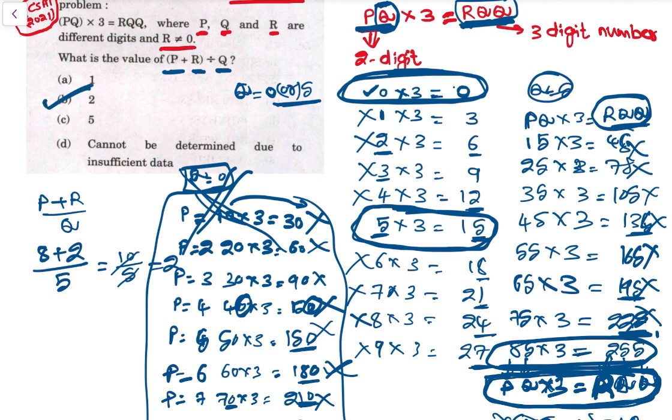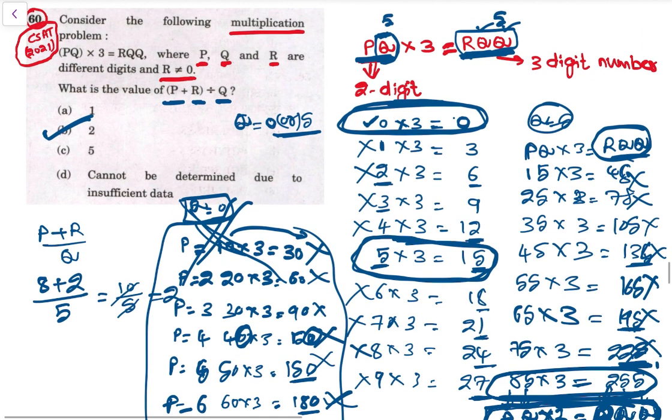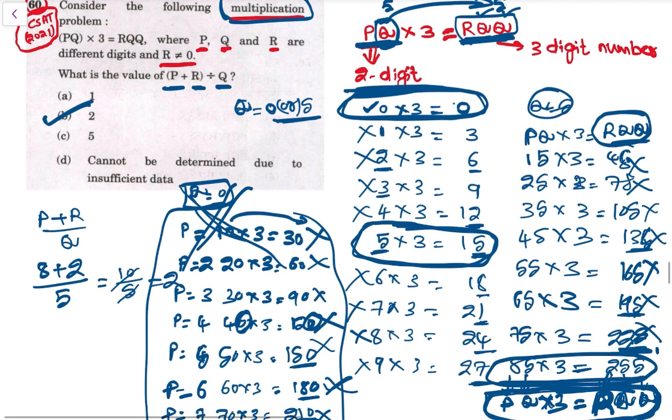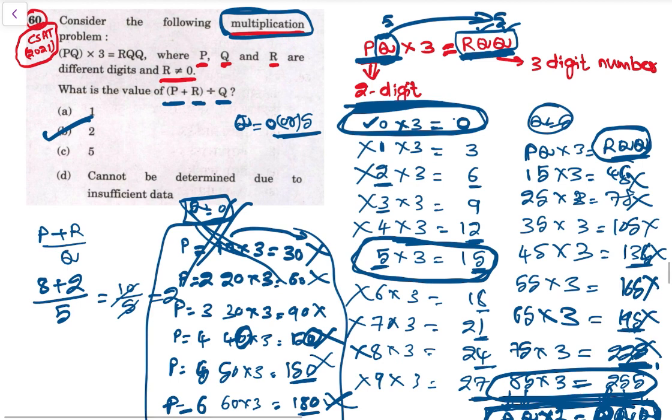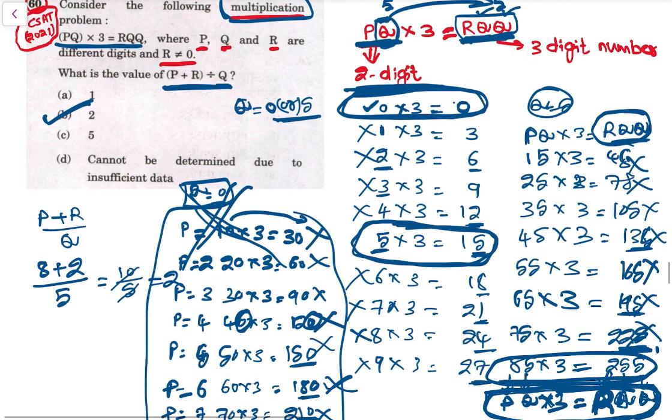So again, we need to have a very good understanding of multiplication. We must know how multiplication works, in which digit Q will come. Then we need to check all the possibilities. This is an easy question, and it is easy when we understand how to solve this kind of question, how we can do calculations, and how we can predict what number it can be.